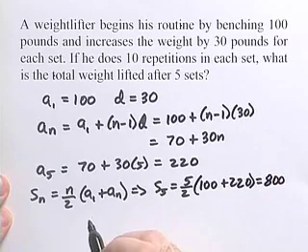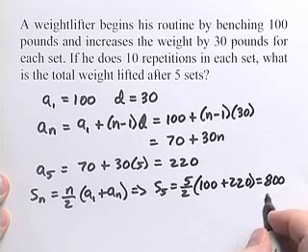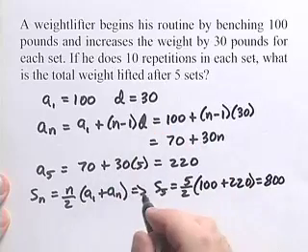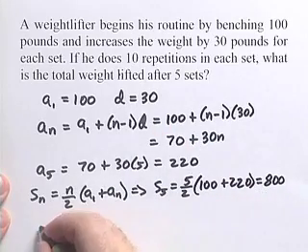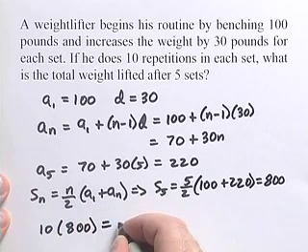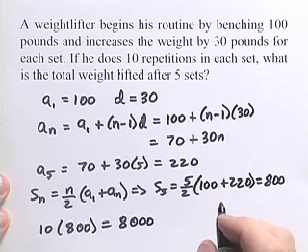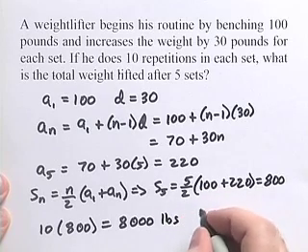So for 1 repetition in each set, the weightlifter would lift a total of 800 pounds. However, the weightlifter does 10 repetitions in each set, so we need to multiply this sum by 10 to obtain the total amount lifted. So 10 times 800 will give us 8,000. And so the weightlifter will have lifted a total of 8,000 pounds after the 5 sets.